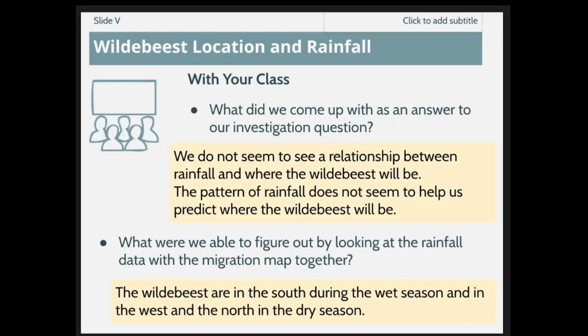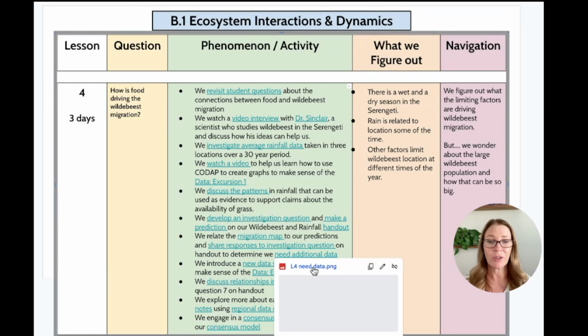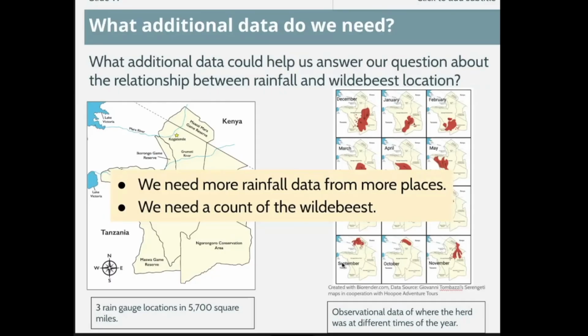And so we ask what we're able to figure out by looking at the rainfall, and we figure out they're in the south during the wet season and in the west and the north in the dry season. So after that discussion, we're going to ask them, what else do we need to figure this out? What additional data do we need? So this is kind of one big discussion. And so it says, what additional data do we need? And basically, with all of this information, we need to have more rainfall data. And we also need to know how many wildebeest are in these locations or when they are there.